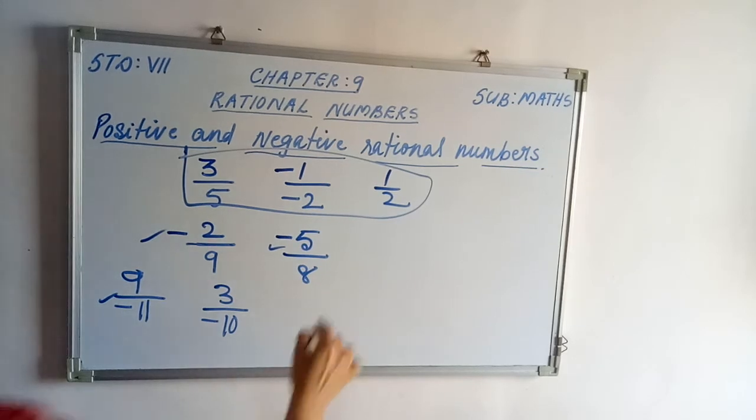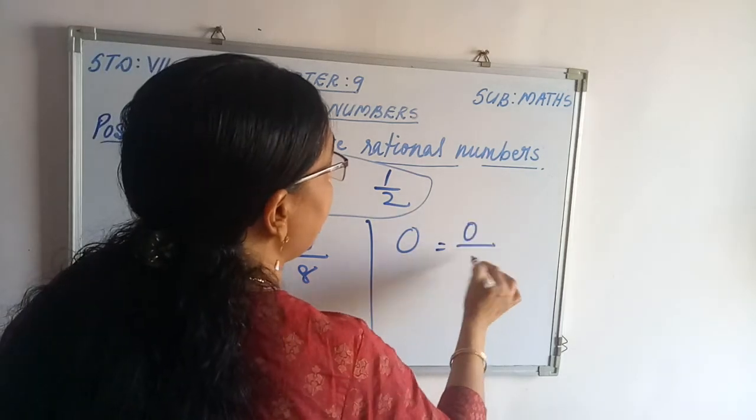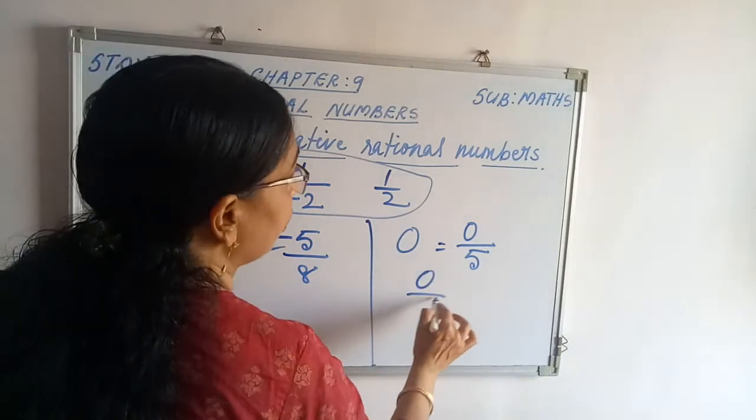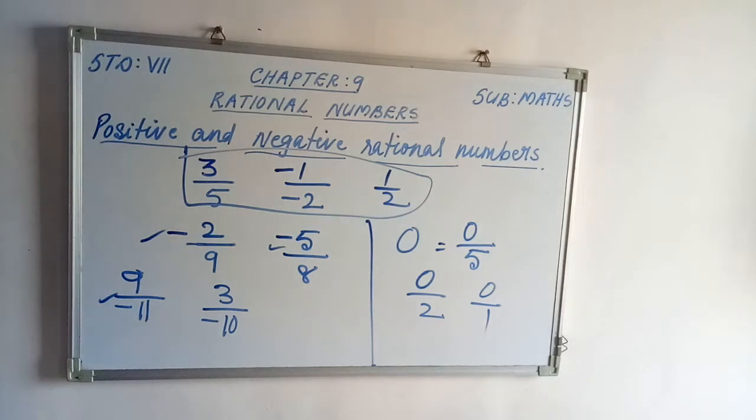Now, 0. 0 is a rational number, but it is neither negative nor positive. How is 0 a rational number? Because we can write 0 with any denominator, 0 upon 5, or it can be written as 0 upon 2 or 0 upon 1. Don't write 0 upon 0. The denominator should not be 0. Numerator can be 0. So 0 is a rational number which is neither positive nor negative.